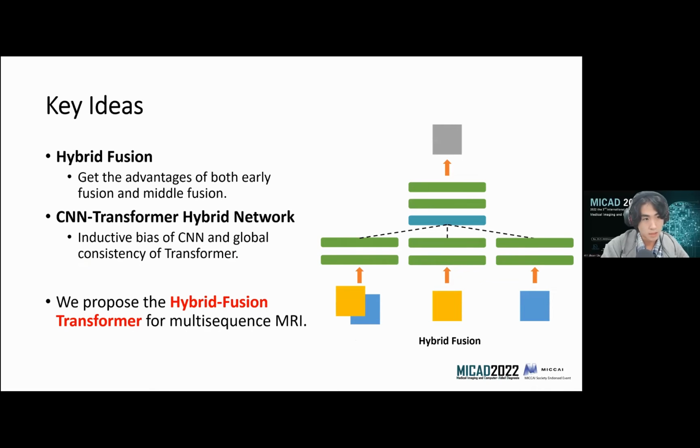To tackle this limitation, we suggest the hybrid fusion method that provides the advantages of both early and middle fusion methods. And by constructing a novel hybrid network utilizing the locality of CNN and the global consistency of transformer, we propose the hybrid fusion transformer for multi-sequence MRI.